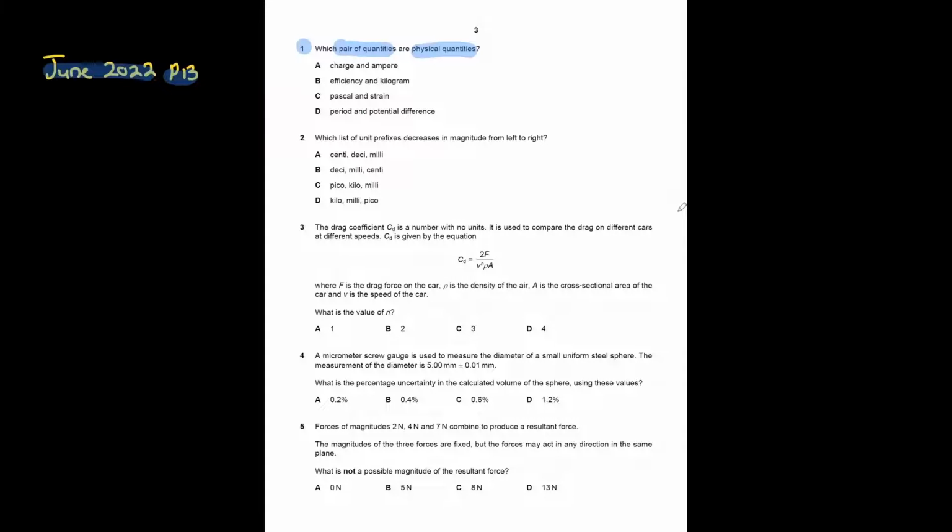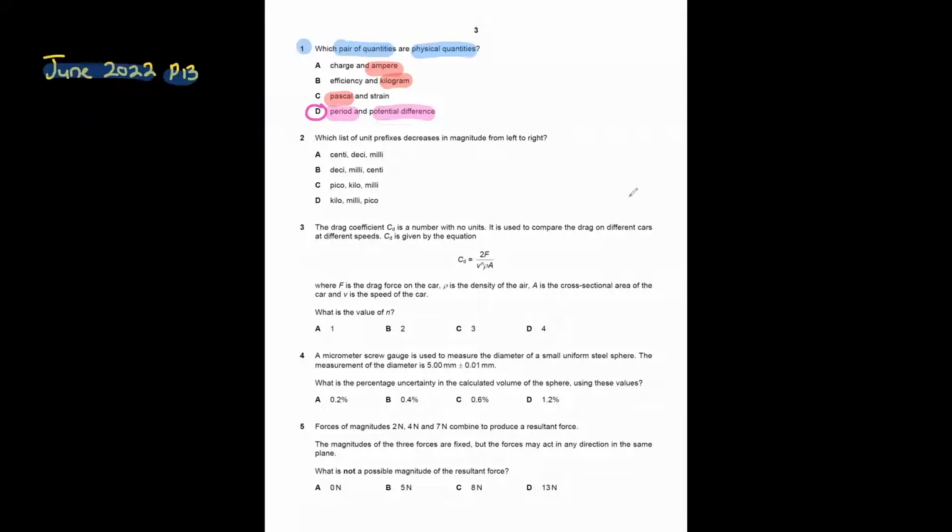If you look at each of the answer choices, in A, charge and ampere, ampere is actually a unit. For B, efficiency and kilogram, kilogram is actually a unit. For C, Pascal and strain, Pascal is actually a unit. So that will leave us with only answer choice D. For D, period is a physical quantity. Potential difference is also a physical quantity. So the answer is going to be D here.